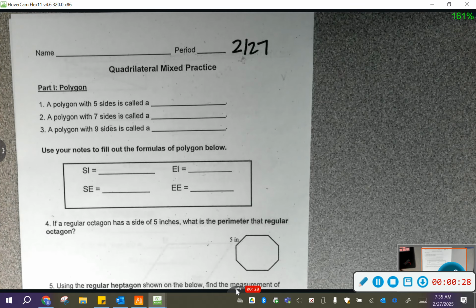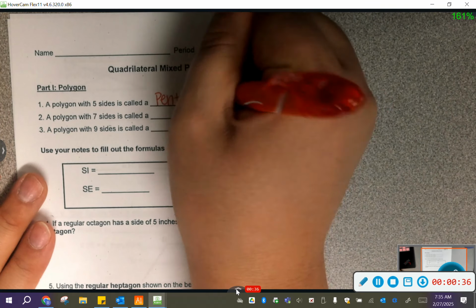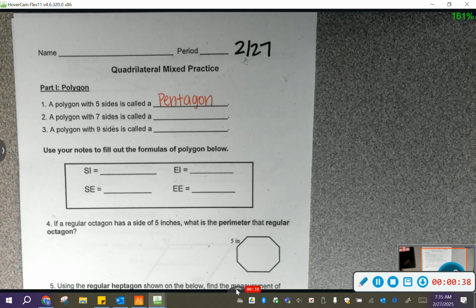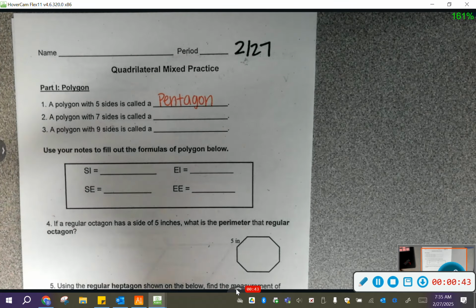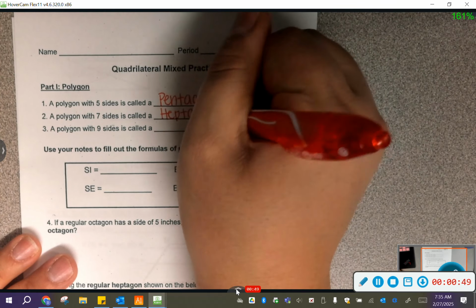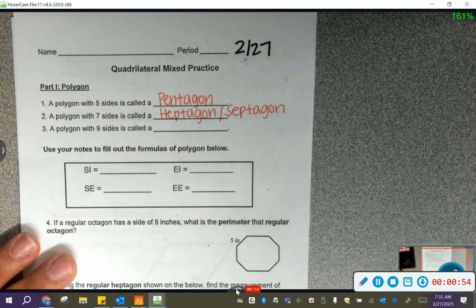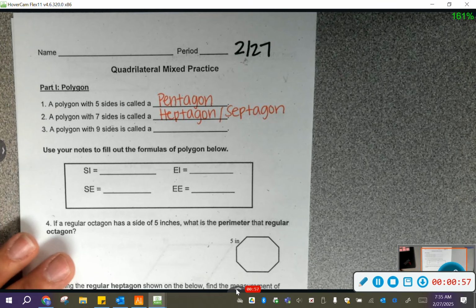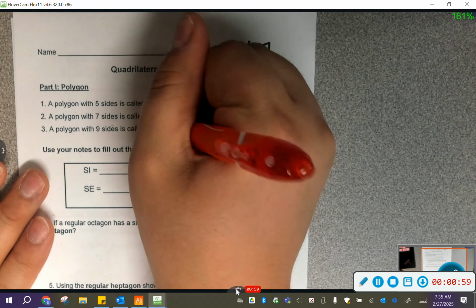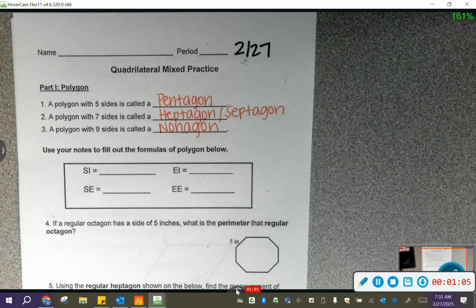What is a polygon with 5 sides called? A pentagon, like the government building. What about 7 sides? So you can either write heptagon or septagon. Both of those are correct. And last but not least, 9 sides is a nonagon.